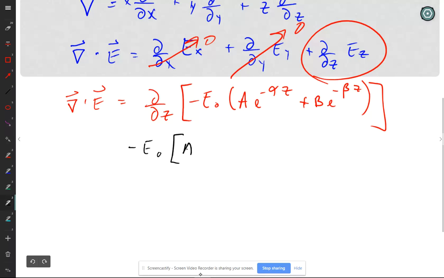Then I'm going to have the derivative of an exponential. A is a constant, so I wrote it down. Derivative of an exponential, you just take the derivative of the exponent and bring that out front, and then you have the exponential. So the derivative of e to the minus alpha z is minus alpha e to the minus alpha z. And likewise, the derivative of e to the minus beta z is minus beta e to the minus beta z.